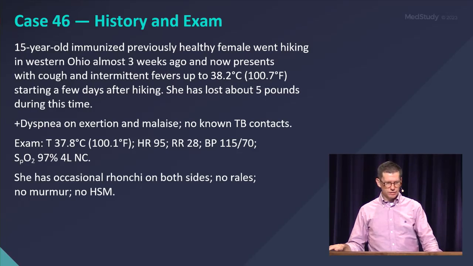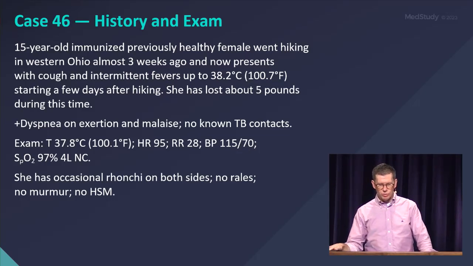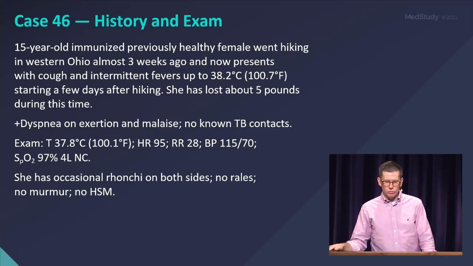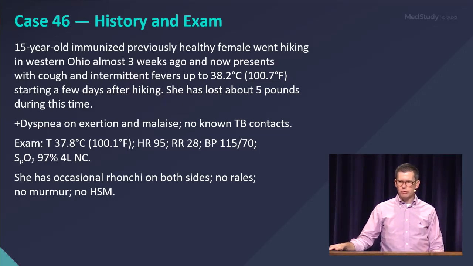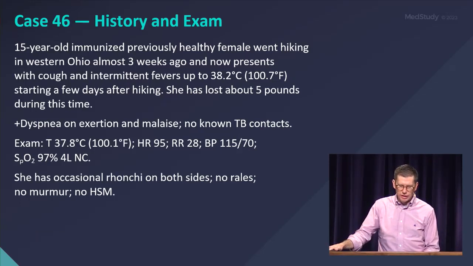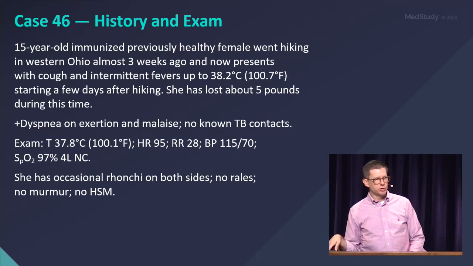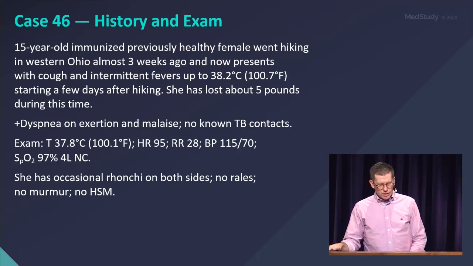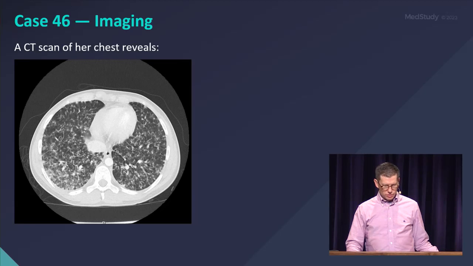Case 46. A 15-year-old immunized, previously healthy female went hiking in western Ohio almost 3 weeks ago and now presents with cough and intermittent fevers up to 100.7, starting a few days after her hike. She lost about 5 pounds during this time. She has dyspnea on exertion as well as malaise, but no known TB contacts. Her exam has a temperature of 100.1, heart rate 95, respirations 28, blood pressure 115/70, and her SpO2 is 97% on 4 liters of oxygen. She has occasional rhonchi on both sides, no rales, no murmurs, and no hepatosplenomegaly. This is her CT of her chest.